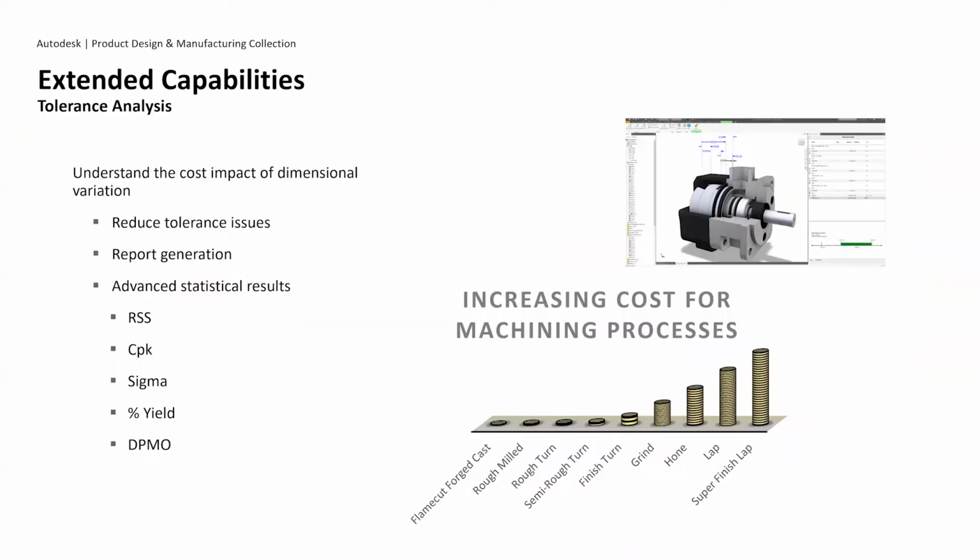Everyone wants their assembly to fit perfectly, but at what cost? I'm sure you know that manufacturing tolerances have a significant impact on cost and quality. How much time and money are you spending on unnecessary high-quality finish? Or is the tolerance stack-up preventing your assemblies from fitting or functioning properly? Autodesk Inventor tolerance analysis is designed to help you make decisions.